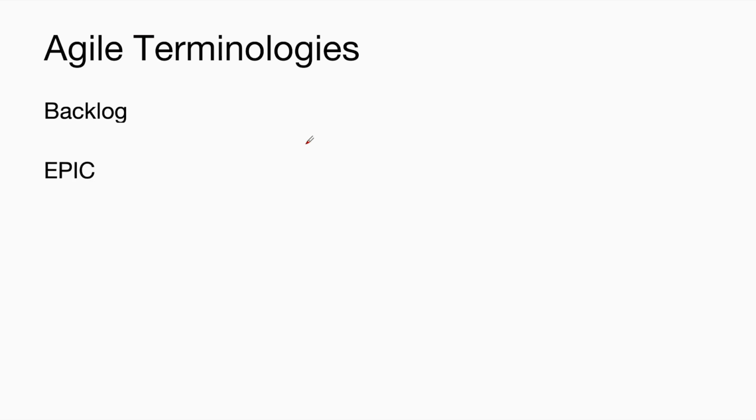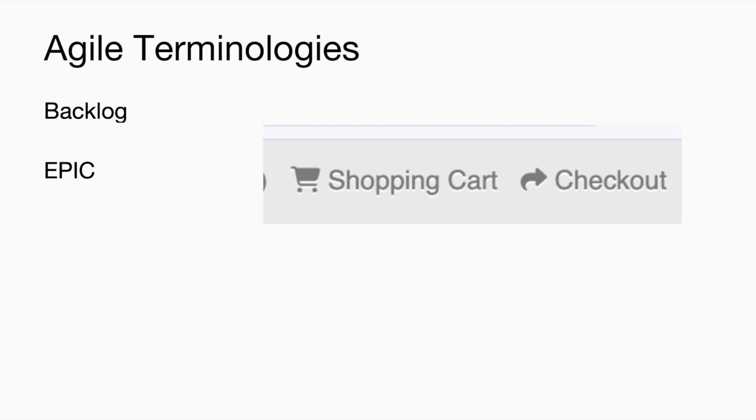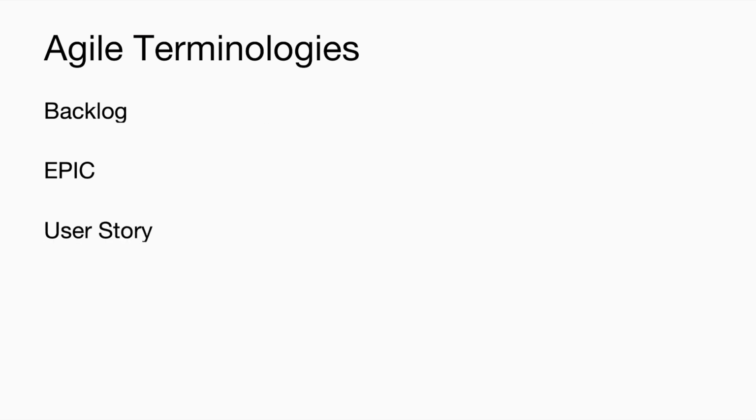And epic. Epic is a large body of work. For example, a wish list is an epic. Cart management is an epic. Inside the epic, there will be multiple user stories. A user story is nothing but a feature that is described from the user perspective.